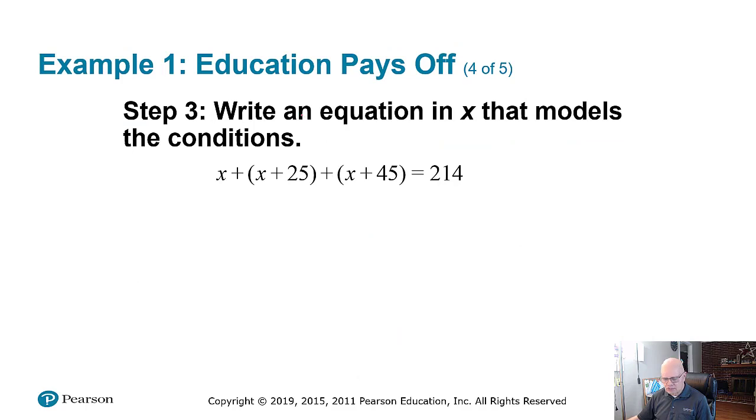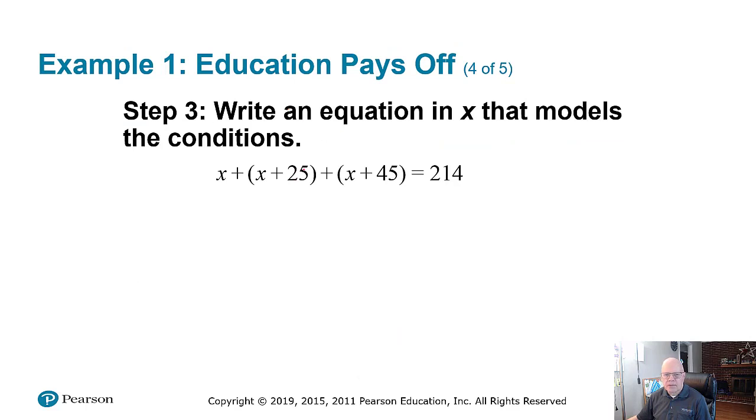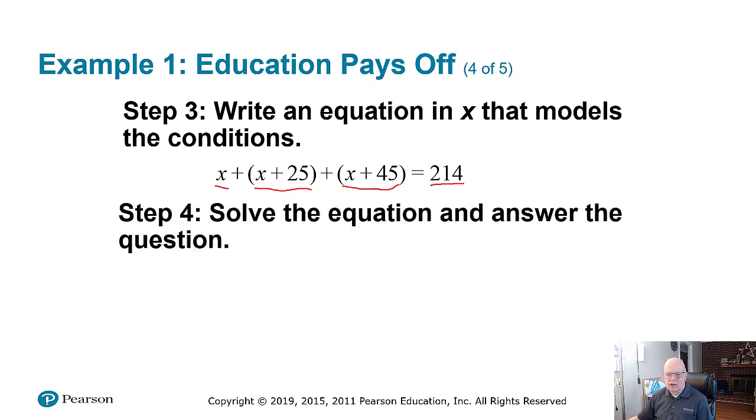So here's the equation. Okay, the equation here. There's the associate's degree, there's the bachelor's degree, there's the master's degree, and there's the grand total. Now you solve that equation. Just add those all together as we have up here. Combine the x's into 3x. Subtract 70 from both sides. Gives you 3x equals 144. Divide both sides by 3 or multiply by 1/3, and you get x equals 48.